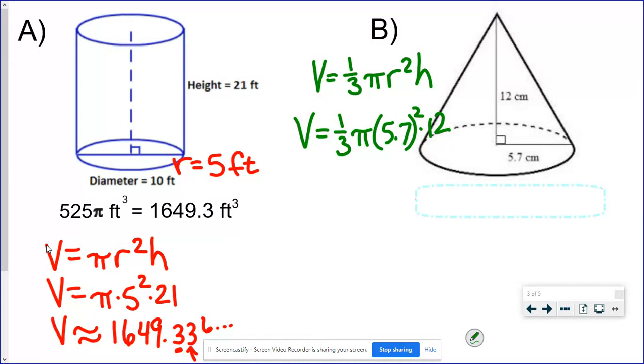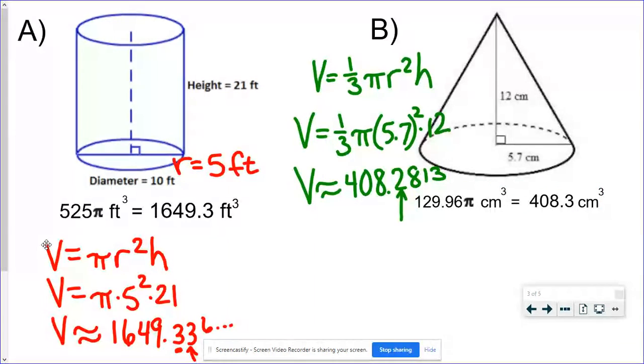This is going to give me, for my volume, about 408.2813. Now, this is the spot I care about. The 8 is actually big enough to round that up. So I would get 408.3 cubic centimeters.